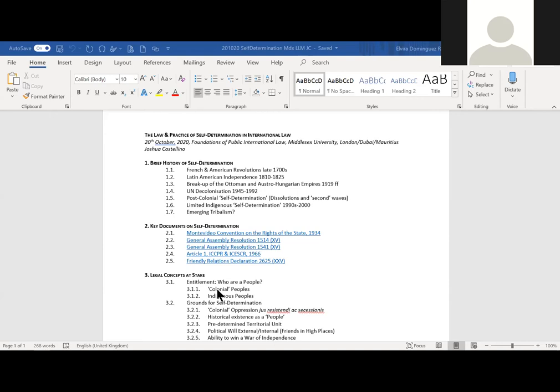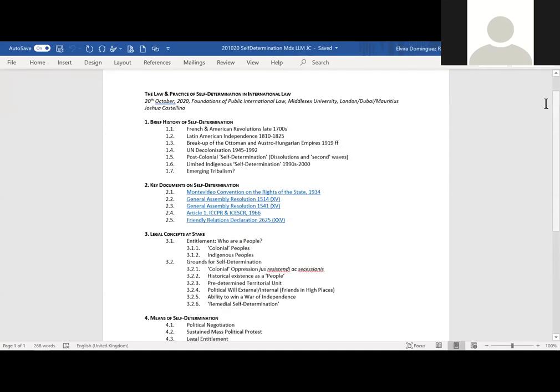Any other questions, Colin? No? Okay, so if I may move then to the second part, and this is where you've got the document package, so to speak, of self-determination. And there's five key documents here. There's many, of course, but these are the five that are most regularly cited.